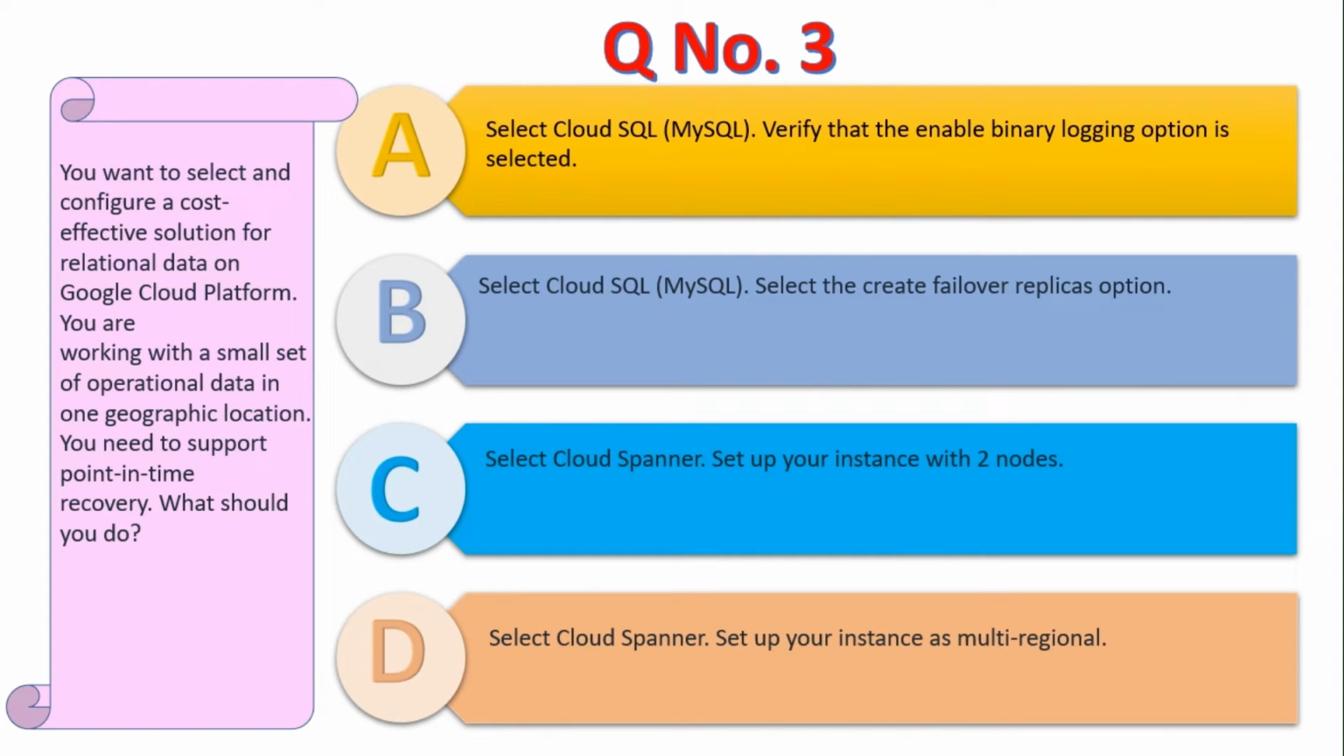Option B, select Cloud SQL, select the create failover replicas option. C, select Cloud Spanner, set up your instance with two nodes. Option D, select Cloud Spanner, set up your instance as multi-regional. Option A is the correct answer.